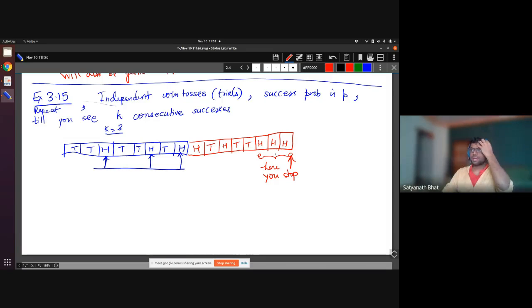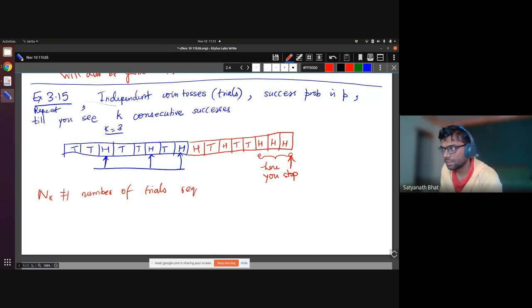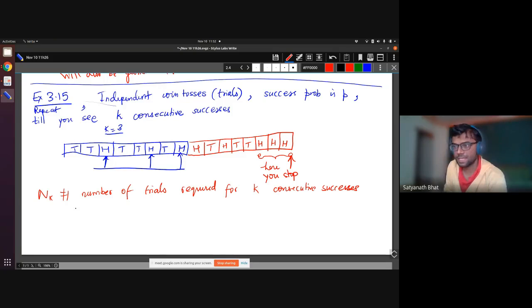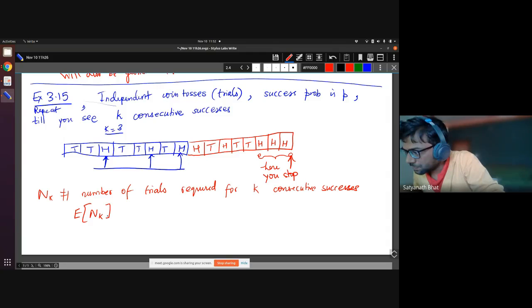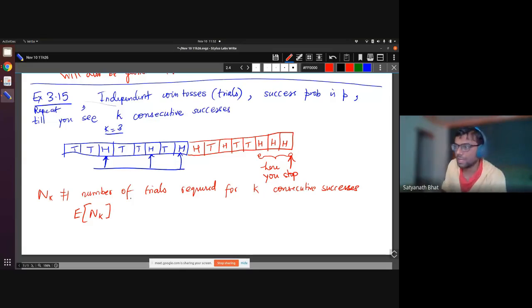Suppose nk is the random variable, the number of trials required for k consecutive successes. What we are interested in, as usual, is the expected value of nk. And we have to condition on something. So this is what we are interested to compute.